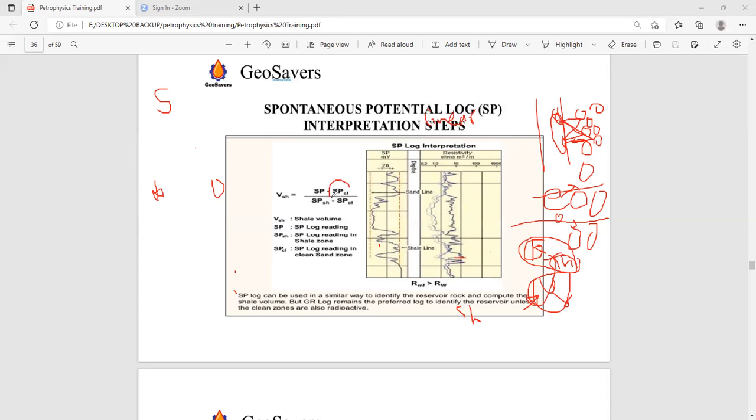So we have the spontaneous potential for clean, we have the spontaneous potential for shale, and then this one is the spontaneous potential at the particular depth of interest.